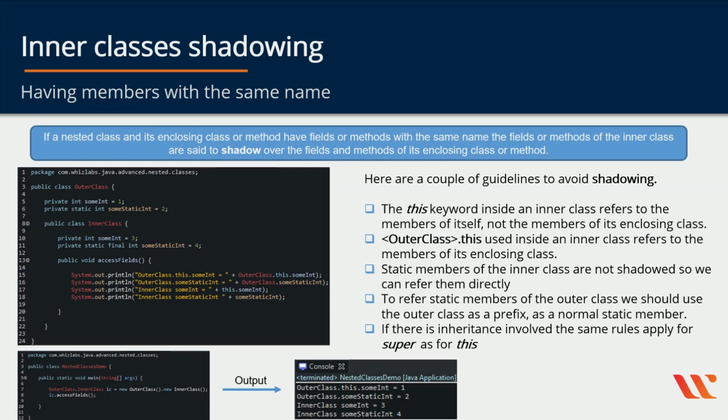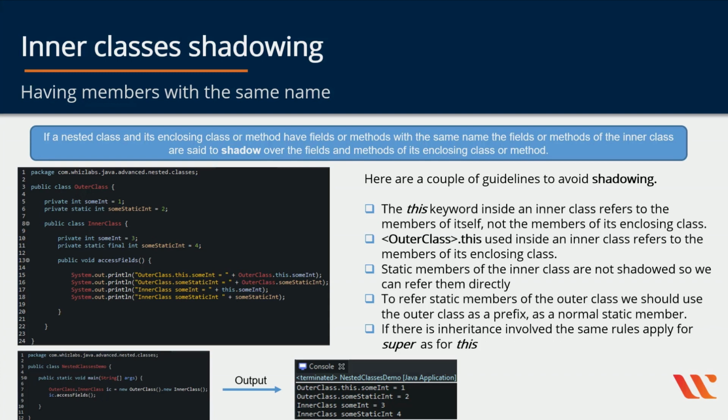The this keyword inside an inner class refers to the members of itself, not the members of its enclosing class. OuterClass.this used inside an inner class refers to the members of its enclosing class. Static members of the inner class are not shadowed, so we can refer to them directly. To refer to static members of the outer class, we should use the outer class as a prefix, as a normal static member. If there is inheritance involved, the same rules apply for the super keyword as for this keyword. If you are confused, just look at the example and the output.